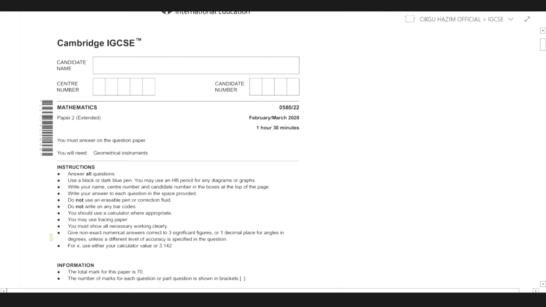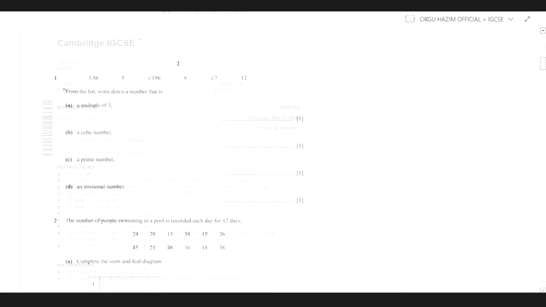So let's straight away do this paper. For part (a) here, from the list, write down the number that is a multiple of 3. I don't think that this is going to be a big problem. So the answer here is 12. Okay. And how about a cube number? What does it mean, a cube number? A cube number means the number multiplied by itself 3 times. We have 1 multiplied by 1 multiplied by 1. We have 2 multiplied by 2 multiplied by 2. Of the numbers here, the one that's a cube number is 8.